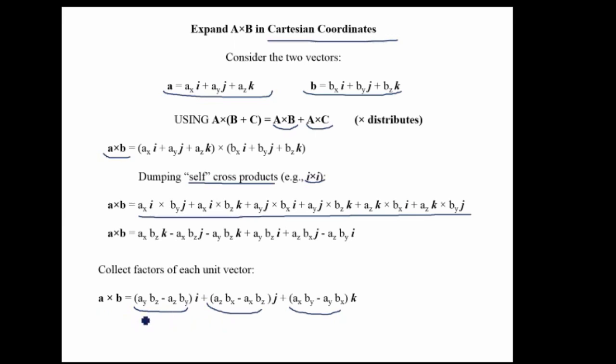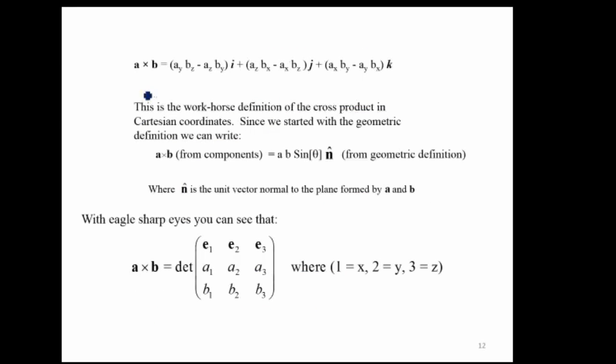This is a very common place to start with the cross product. We started from the geometric example where we determined the cross products of the unit vectors and we used the fact that it distributes. This is a workhorse definition, and we started with a geometric definition. Remember that this is what we ended up with for the geometric definition, where n hat is the unit vector normal to the plane formed by A and B.